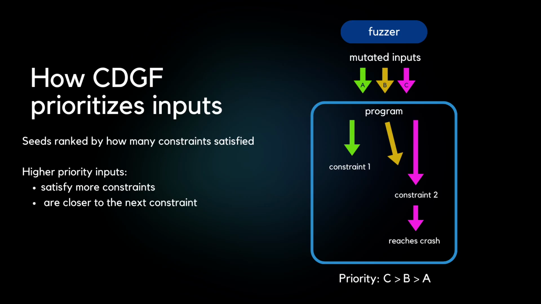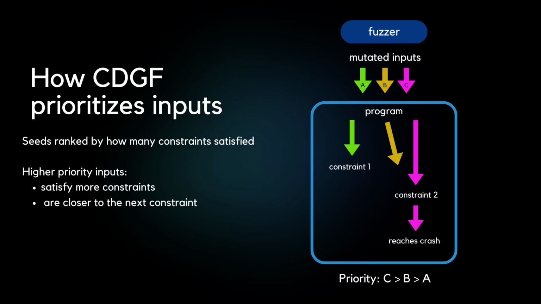Constraint-guided Directed Greybox Fuzzing prioritizes inputs based on how close they are to satisfying the sequence of constraints. Each input is treated as a seed, and the seeds are ranked according to two factors. First, how many constraints the input already satisfies, and second, how close the input is to satisfying the next constraint.